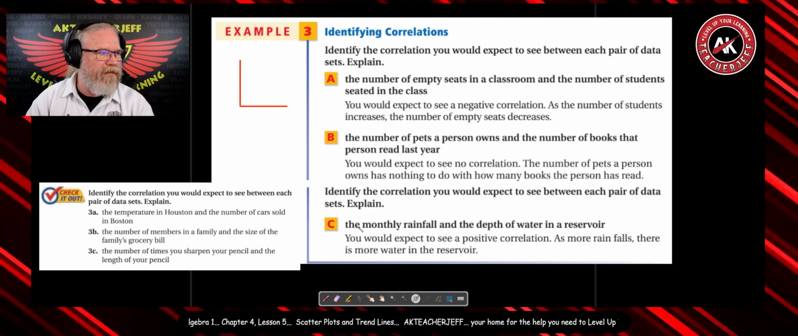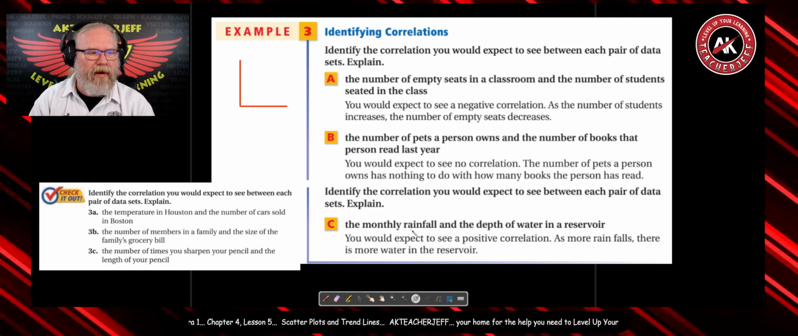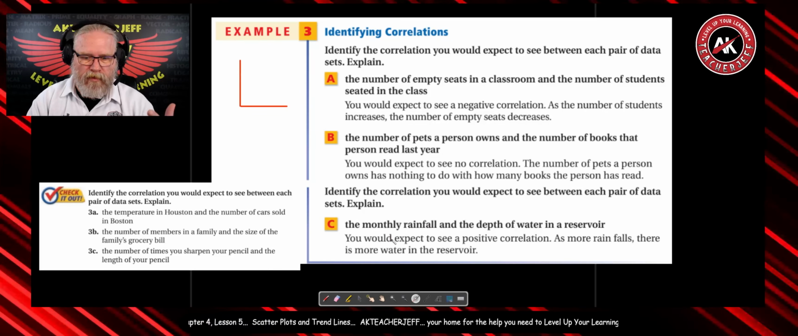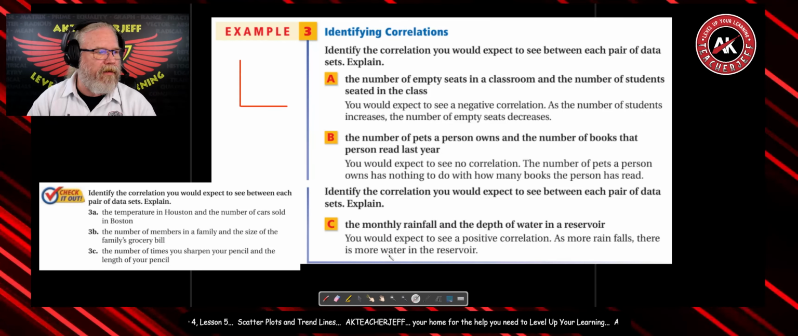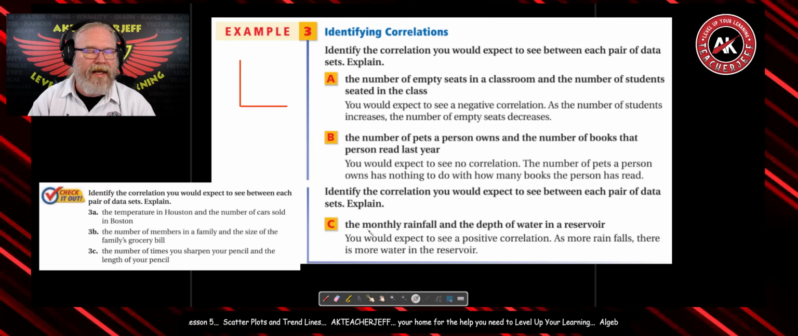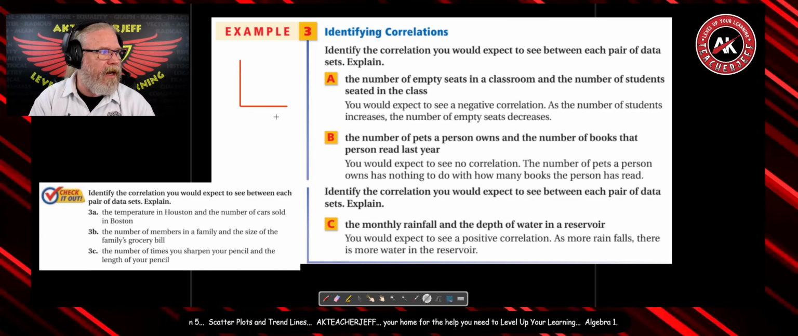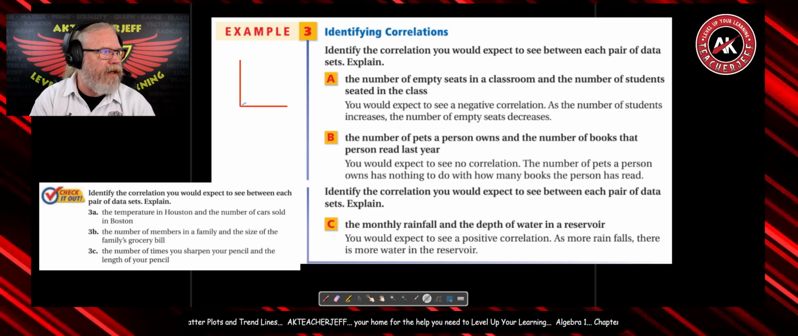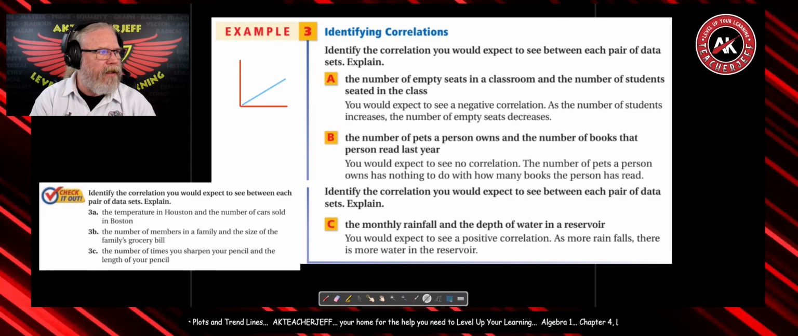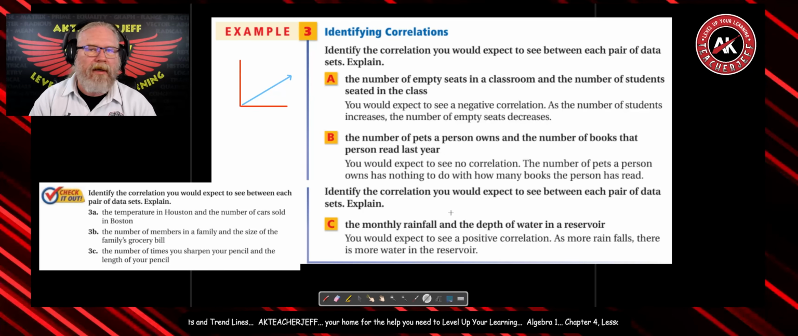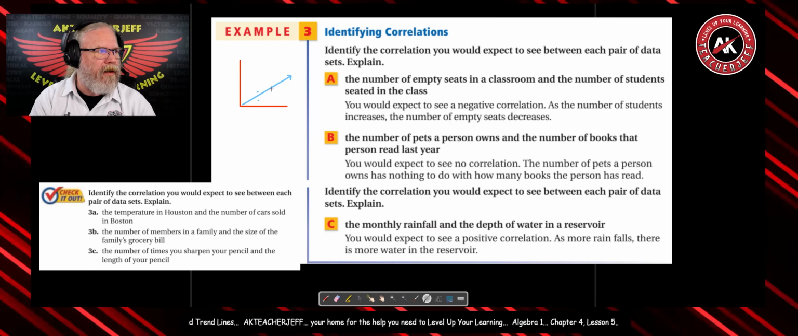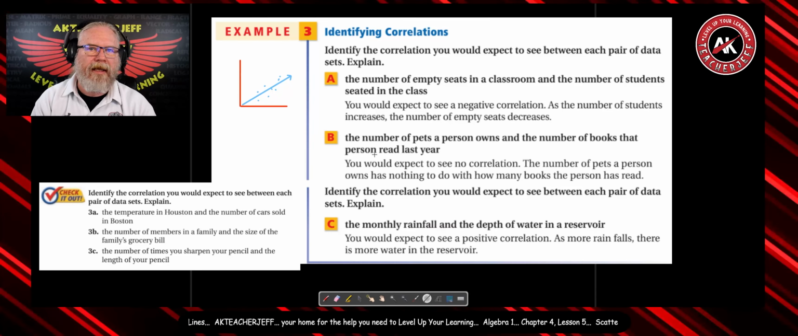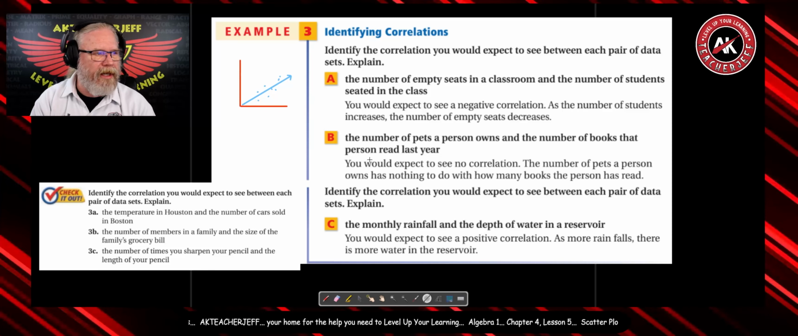And then finally, for C, the monthly rainfall and the depth of water in a reservoir. Well, the more it rains, the level of the water is going to go up in the reservoir. So as the amount of rainfall increases, we would expect to see the water level in the reservoir increase as well. And so all those points would be creating kind of an uphill pattern. So we would say that it is a positive correlation.